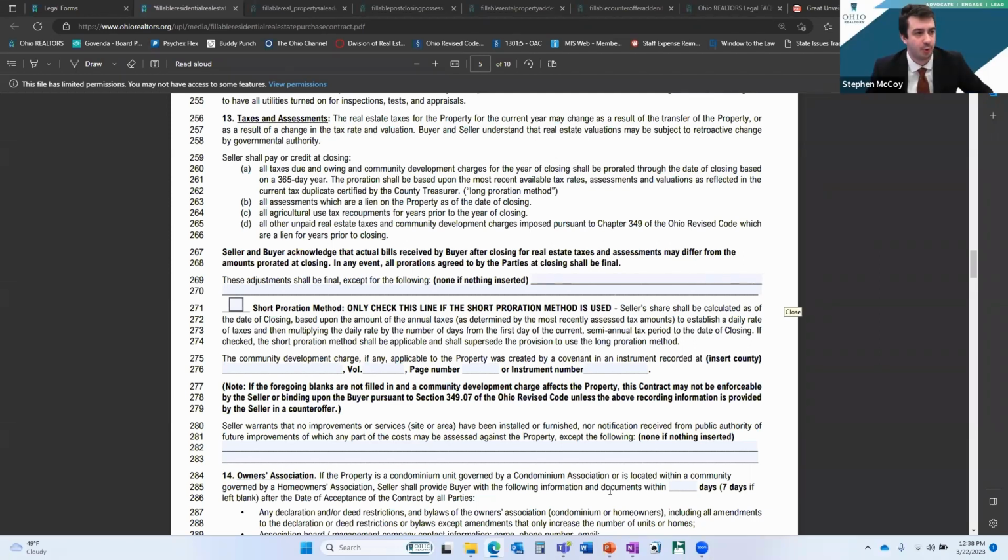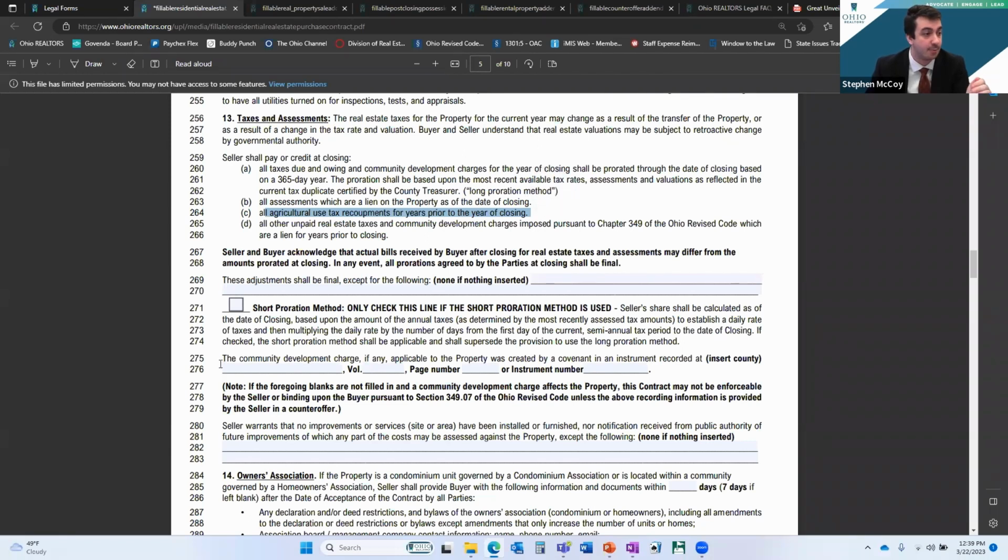Yeah, great points, and it really outlines exactly, as Bill mentioned, the two primary modes of proration here. So the default here is the long proration method. That's described here in A. We do address agricultural use tax recoupments. I saw a question in the chat on that. So that is paid or credited at closing. Obviously, if the parties want to negotiate that, they're free to do so, but we needed to set some sort of standard there.